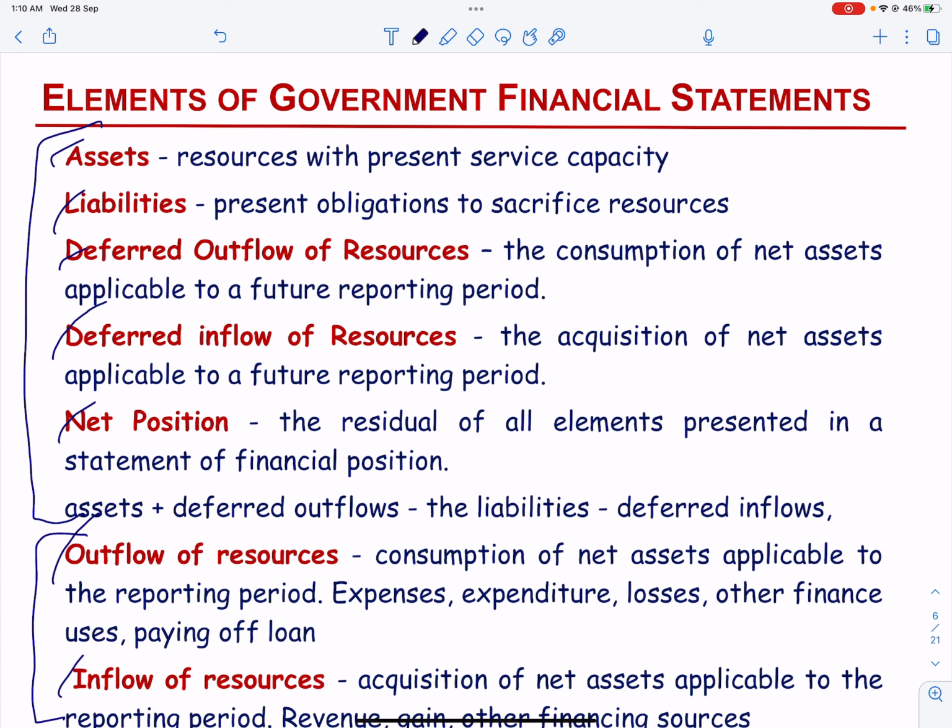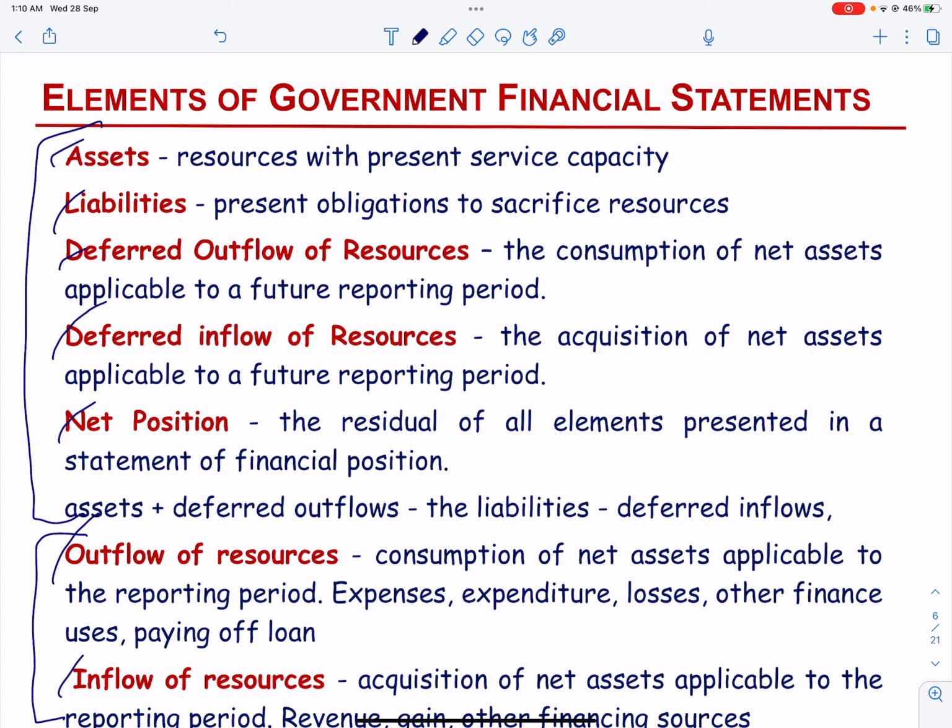So let us look into each one of these elements, and the first one is assets. Assets are the resources with present service capacity. For example, cash, supplies, receivables. So they are very similar to a business.